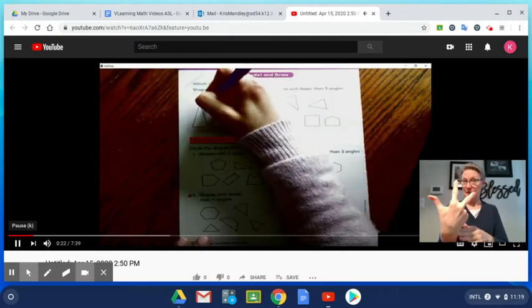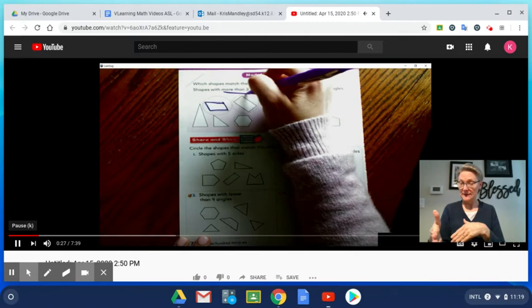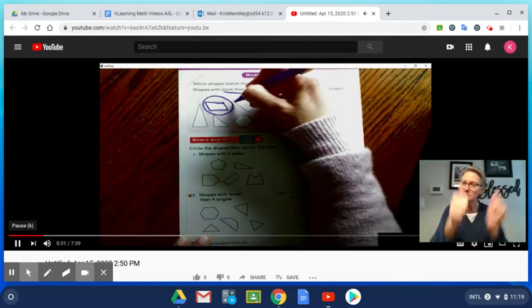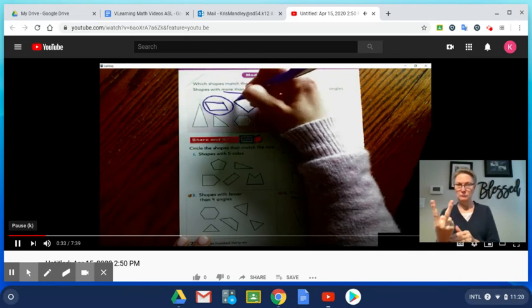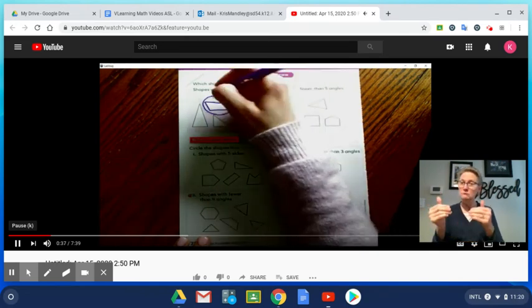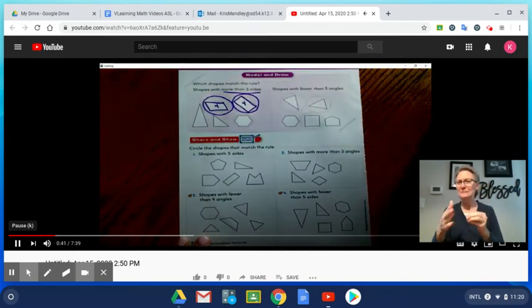So here they have 1, 2, 3, 4 sides. So this is more than 3 sides. I'm going to circle it. Here, 1, 2, 3, 4. This has 4 sides. I'm going to circle it. Sometimes if you write the number of sides on it, it might help you as a mathematician. Just remember how many sides there are.